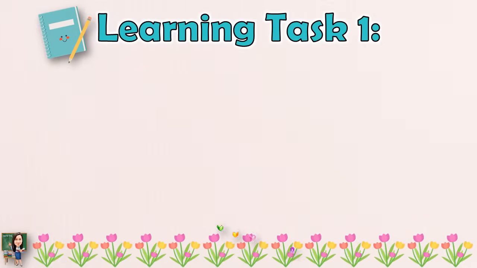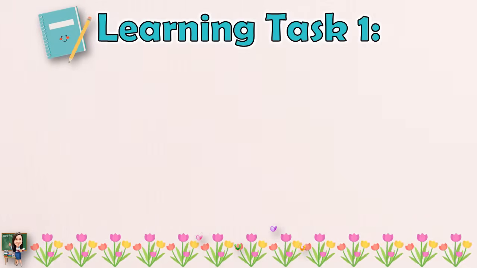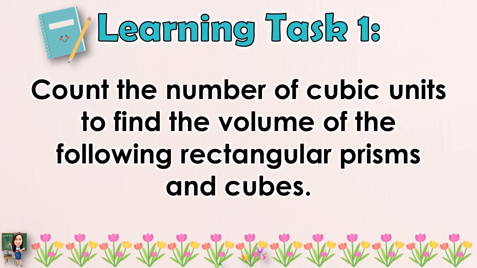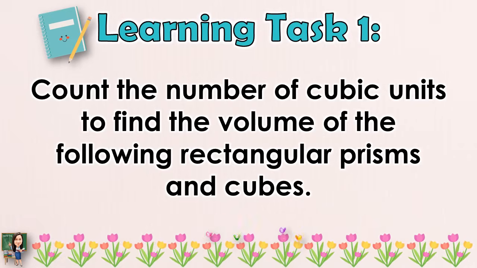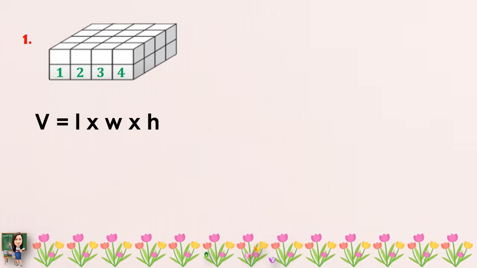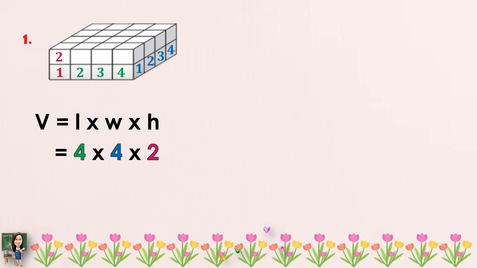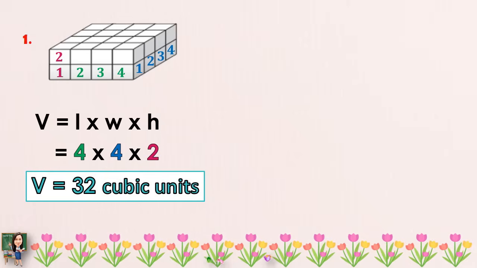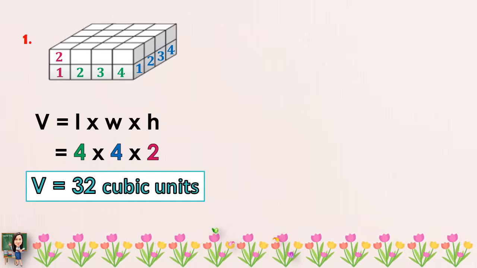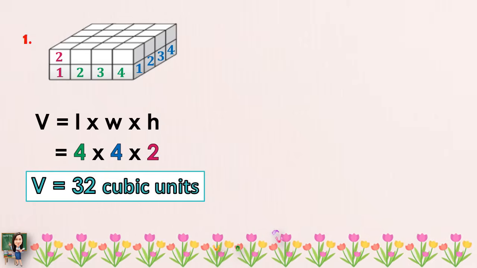And now, let us proceed to the following activities. Learning Task 1. Count the number of cubic units to find the volume of the following rectangular prisms and cubes. Number 1. This is a rectangular prism. The formula is volume equals length times width times height. The length is 4, width is 4, and the height is 2. So 4 times 4 times 2 equals 32. The volume of this rectangular prism is 32 cubic units.